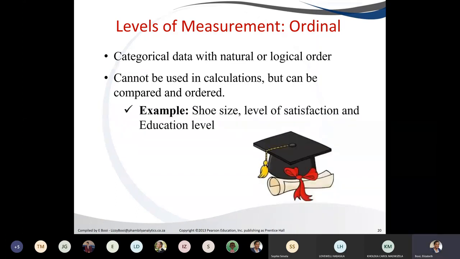We can use this in so many other things, like dress size, level of satisfaction, education level, or even your rank or position at work. Salary scales are ranked too, maybe you are on A or B or C or D. Some companies use letters, some use numbers. Those you can put in order, so we call those ordinal. And this is only for categorical data.